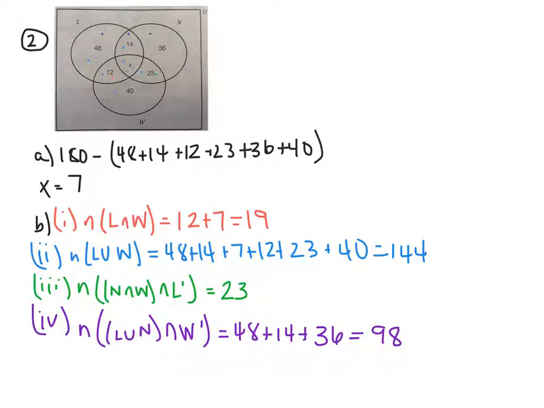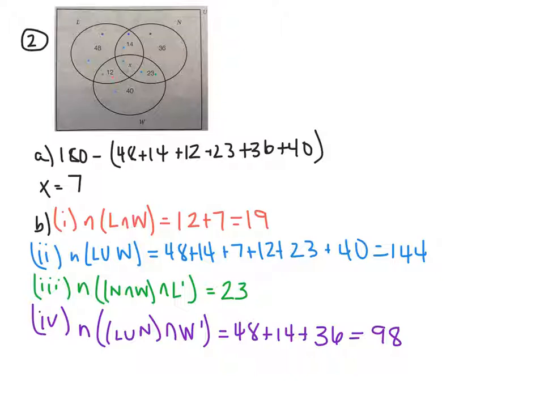Part A wants us to find the value of X, given that there is no one that doesn't fit in one of these 3 categories. So there's no principal that does not advertise in either the local and national newspapers or the web. So that means this middle section is just going to be the total minus all the sections that we've already done. So you end up with 7.